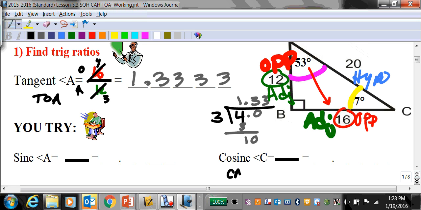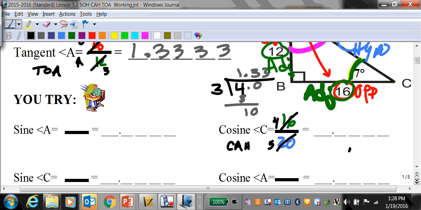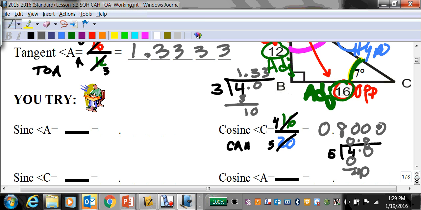Yes. So that's going to be adjacent over hypotenuse, which in this case, of angle C, my adjacent is now 16. My hypotenuse is now 20. 4 goes into 16 four times. 4 goes into 20 five times. We're doing 4 divided by 5. That's a 0, decimal, bring down the 0. 5 goes into 40 eight times. So this is 0.8000.